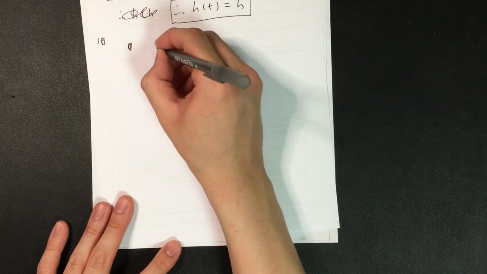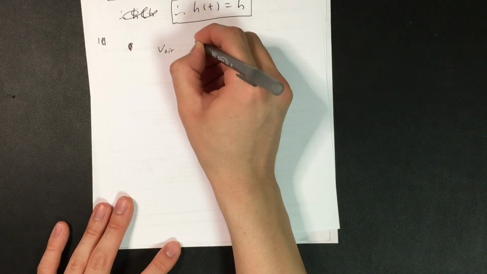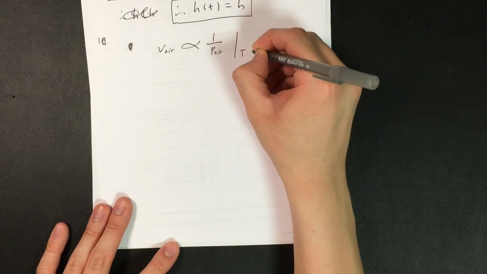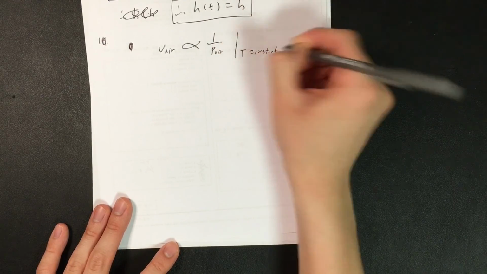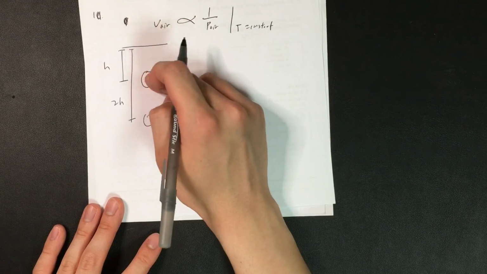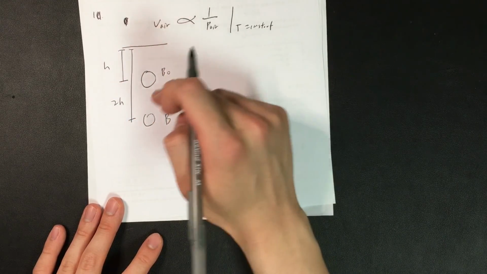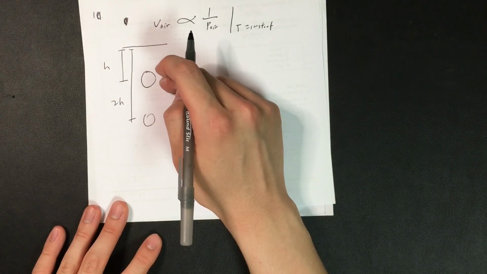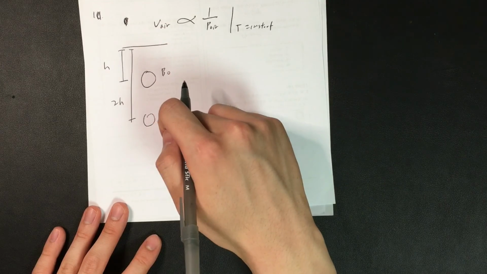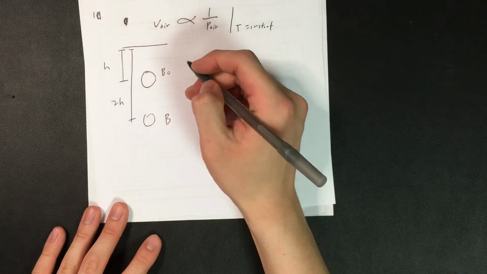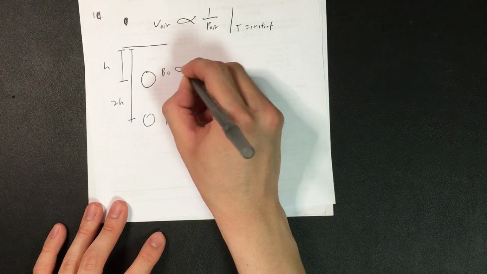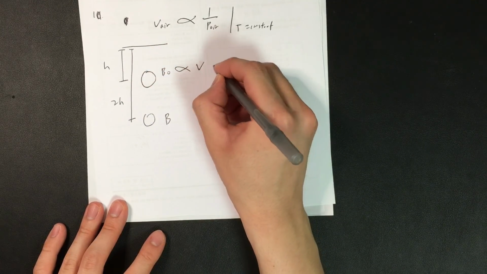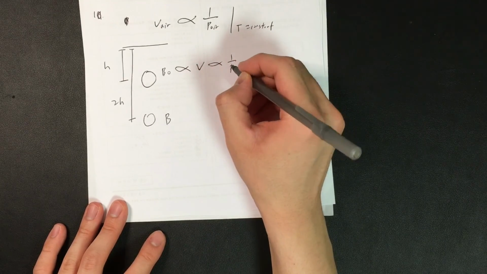Now, before solving this question, I would like to mention that the volume of air is inversely proportional to the pressure of air as long as temperature is constant. In this problem, there is a balloon submerged at height h and the same exact balloon that is submerged at height 2h. And the buoyancy force of the first balloon equals B naught, and the force of the second balloon equals B. From Archimedes' principle, the buoyancy force is proportional to the volume that is occupied by this balloon, and this volume is inversely proportional to the pressure.